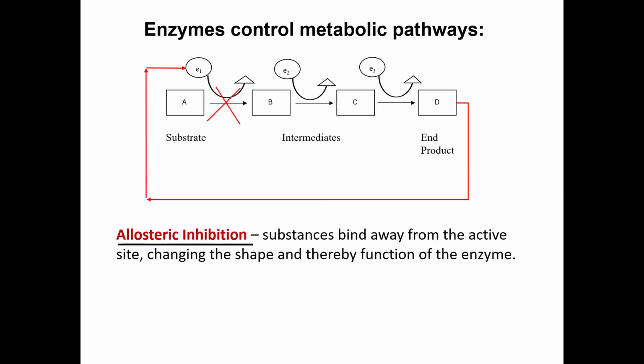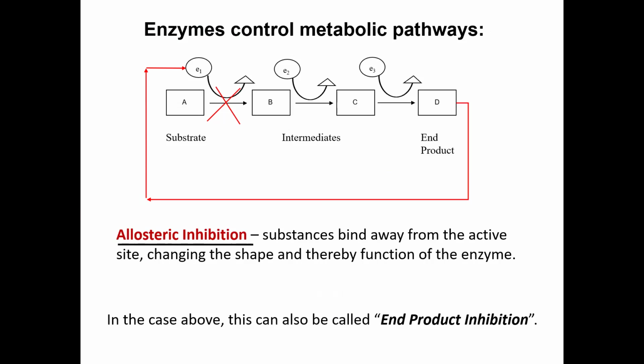So allosteric inhibition: the inhibitor binds away from the active site, changing the shape and thereby the function of the enzyme. In this case above, this can be called what? End product inhibition. It is the product of that particular pathway that now comes and acts on the first enzyme, thereby shutting the pathway. Maybe the body is trying to control the amount of the product that pathway is producing. So that is how the body tries to use enzymes to control the pathway.